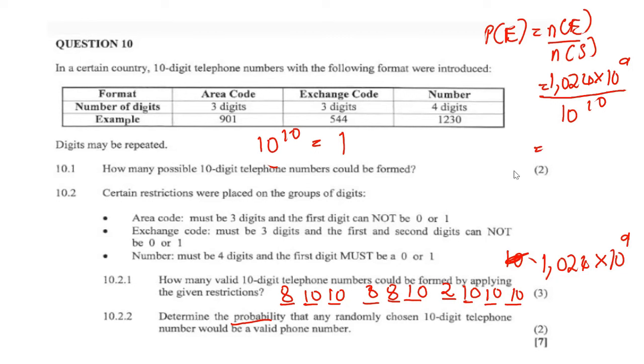Then if we punch it in our calculator, 1.024 times 10 to the exponent of 9 over 10 to the exponent of 10, that gives us 64 over 625, which if you use SD is 1.024 times 10 to the exponent of -1 in scientific form, right? That's the probability of randomly choosing a number that would be a valid number from the given sample space.